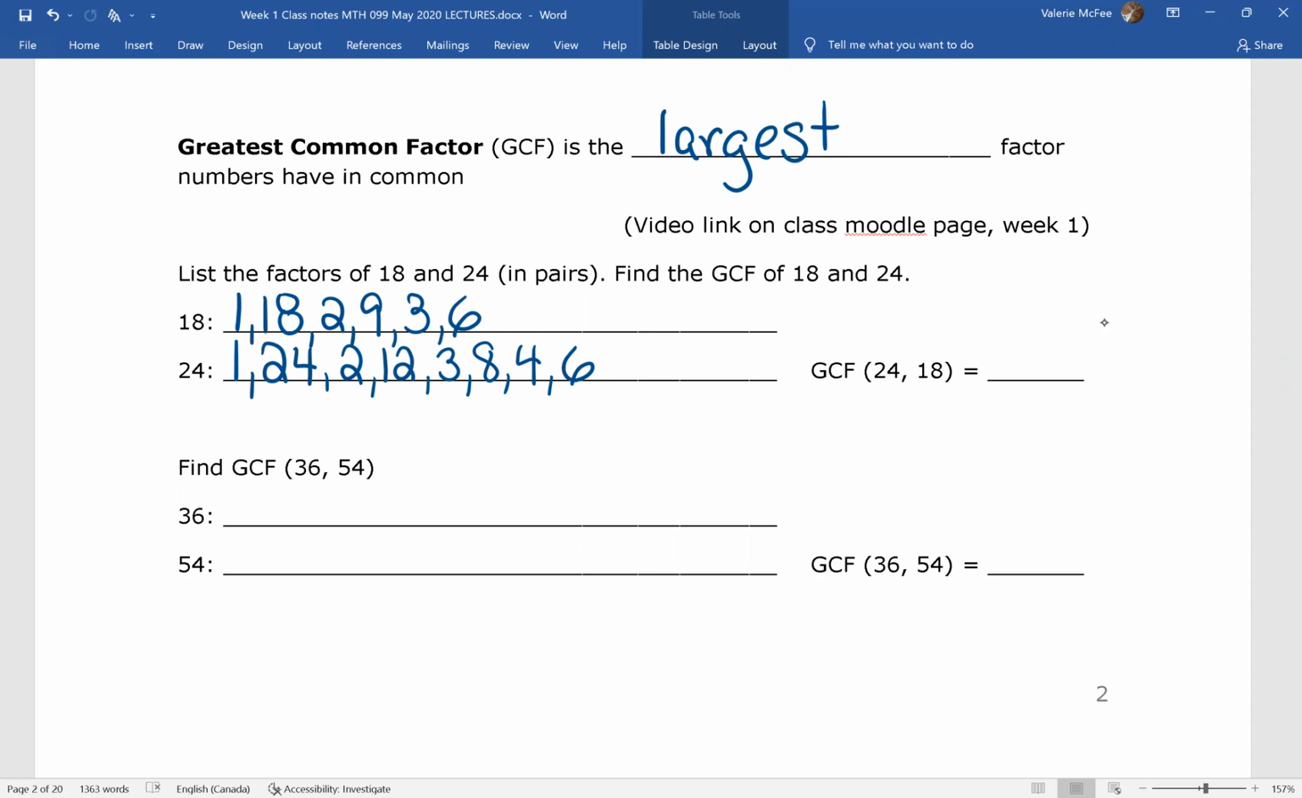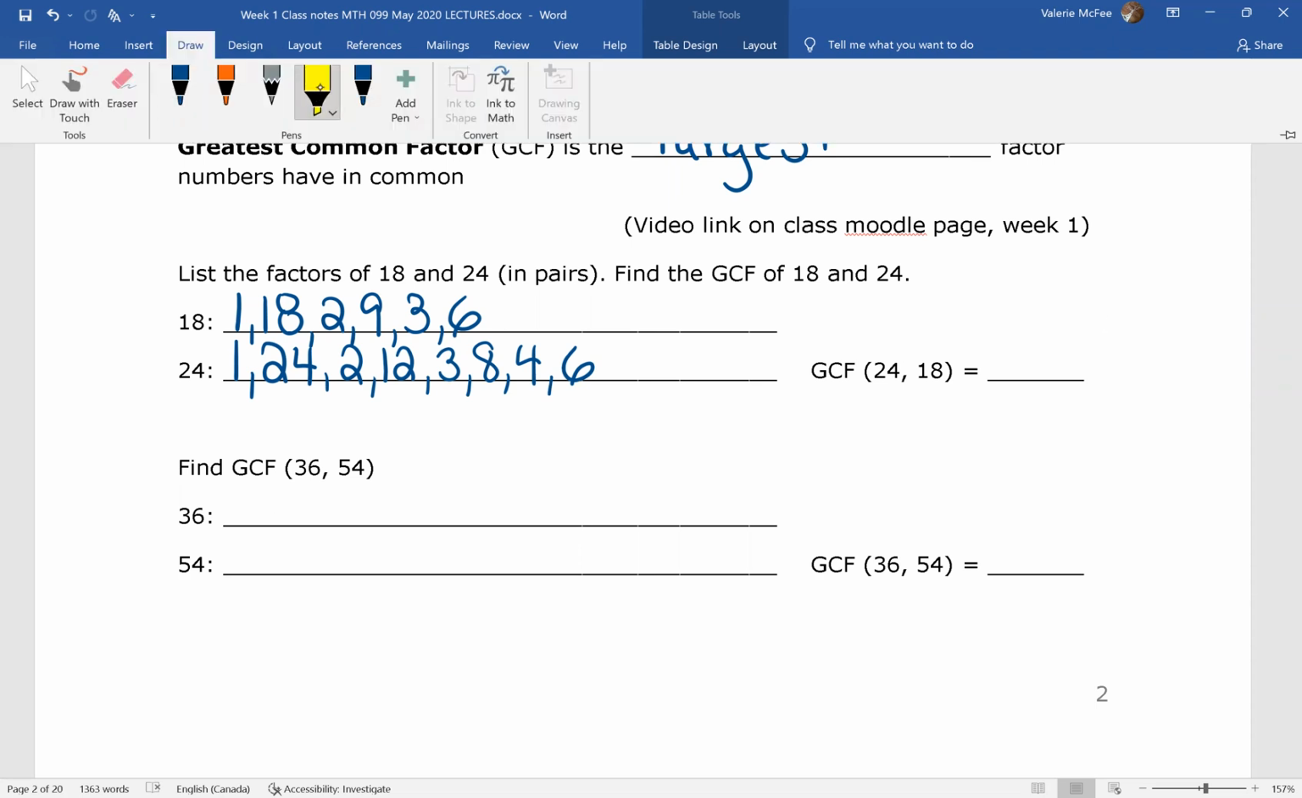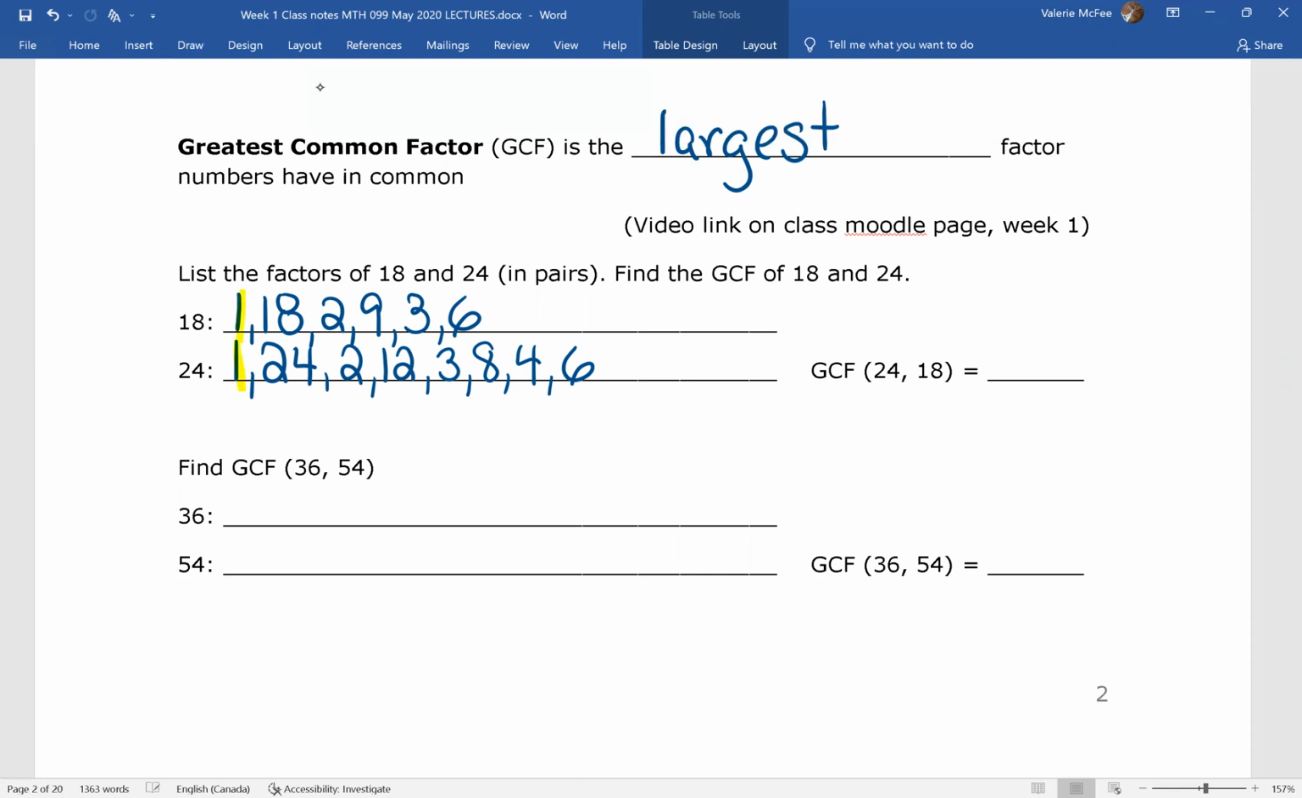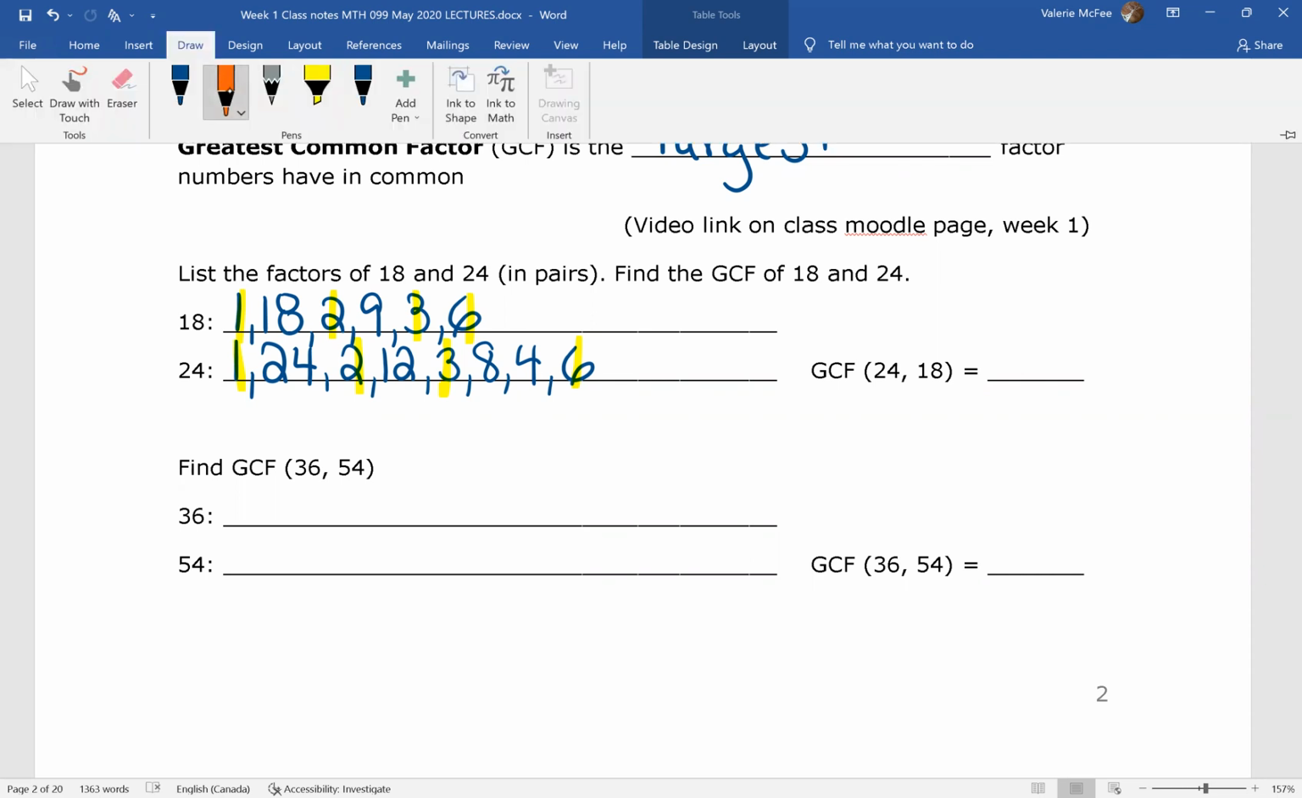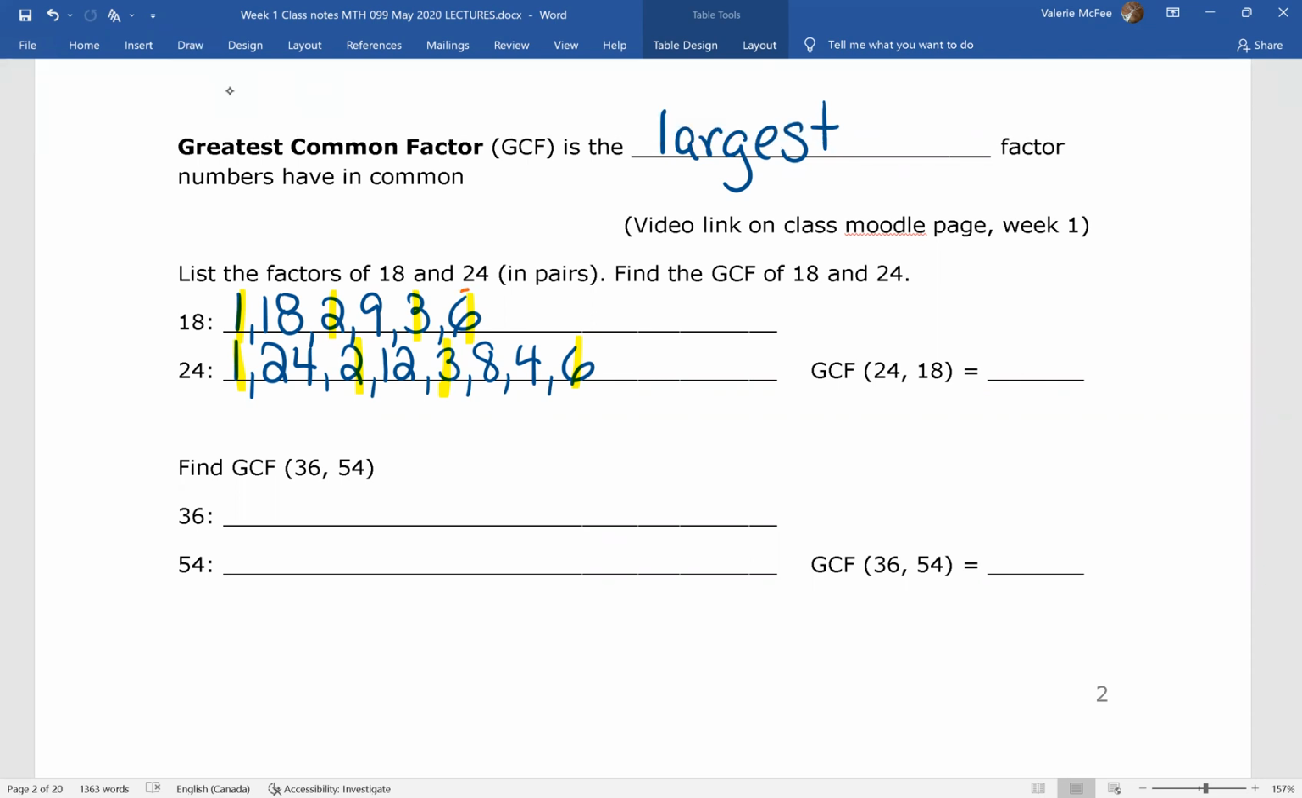Now you'll see that there are plenty of common factors. 1 is common, 2 is common, 3 is common, 4 is not common, 6 is common, 8 is not common, 9 is not common, 12 is not, 18 is not, and 24 is not. So when we look at this list, we can see that the greatest factor that they have in common is 6.